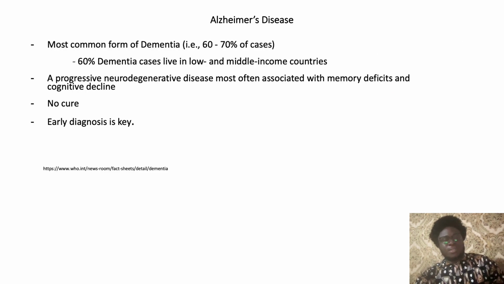What is Alzheimer's disease? Alzheimer's is the most common form of dementia, and it takes about 60 to 70% of dementia cases. According to the World Health Organization, 60% of dementia cases live in low and middle income countries. It is a neurodegenerative disease, and it is most often associated with memory deficits and cognitive decline. Currently, there is no cure, and so early diagnosis remains key to quickly tackle the onset of this disease.